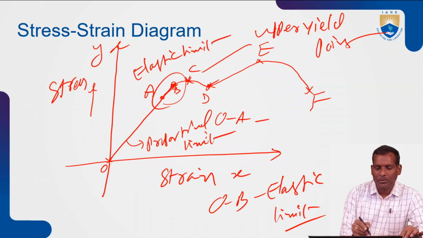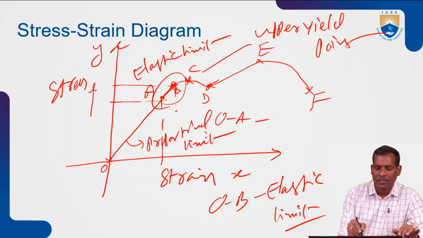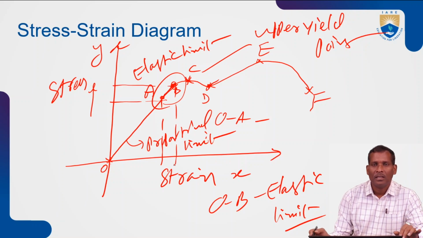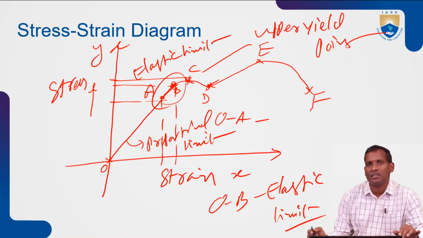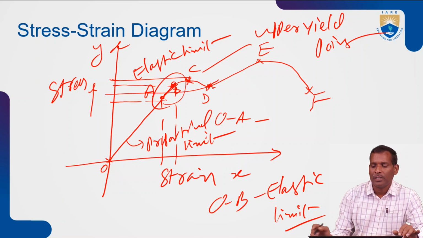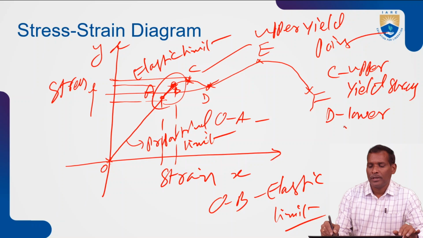See, up to here is the elastic property, the proportional limit stress, and then here also the elastic limit stress, and then at the C point, the upper yield point, is the upper yield stress. At D, the lower yield stress. So C is the upper yield stress, and D is the lower yield stress.